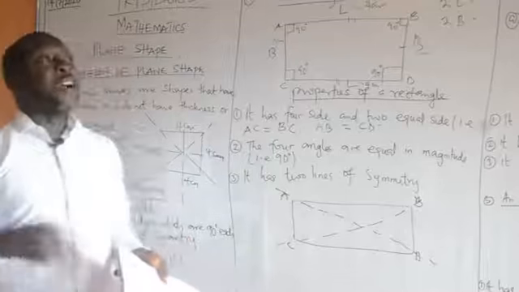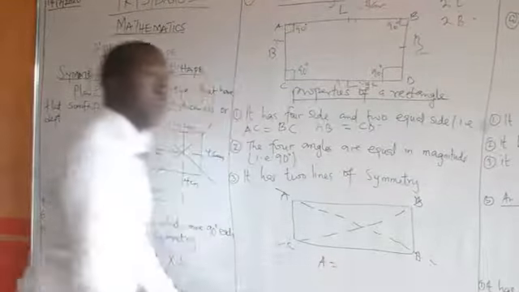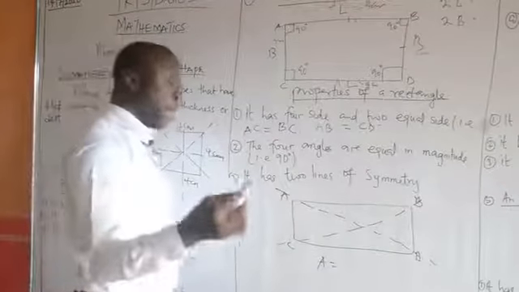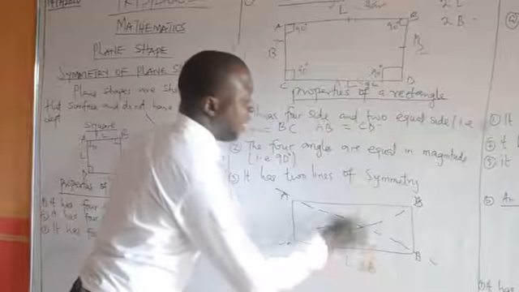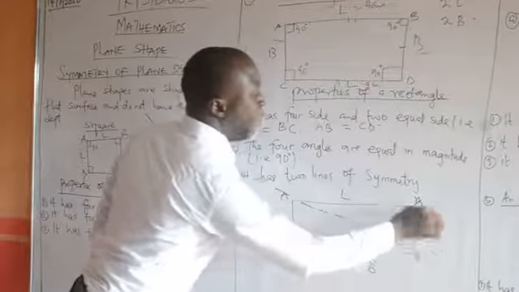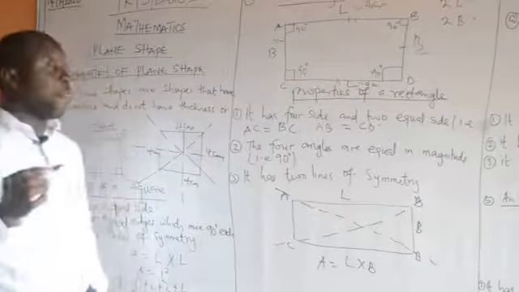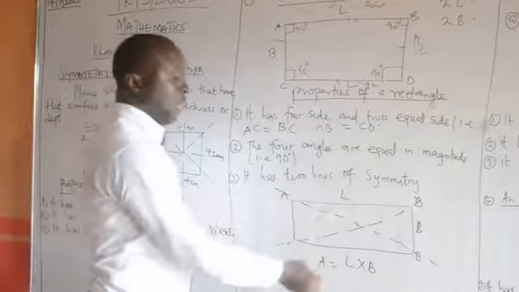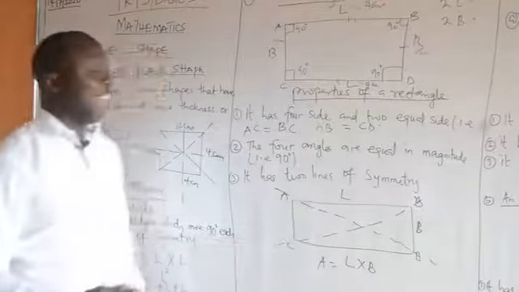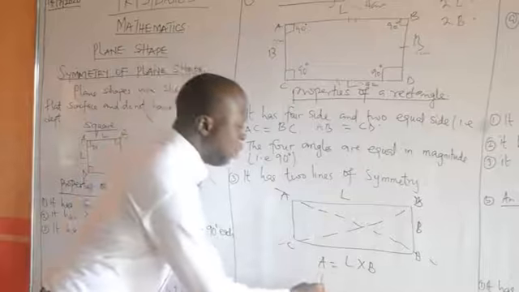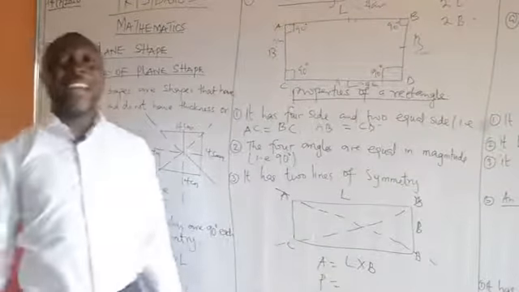And a rectangle has its own formula. You want to find the area of a rectangle. Area of a rectangle can be calculated using a formula, length times the breadth. This is the length and this is the breadth. So if you want to find the area of a rectangle, you can go by this formula. Area of a rectangle is equal to length times breadth.